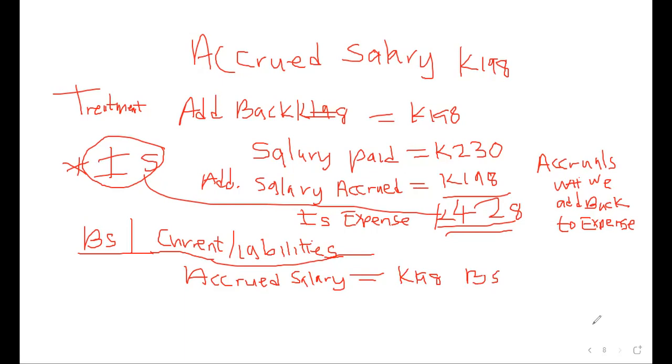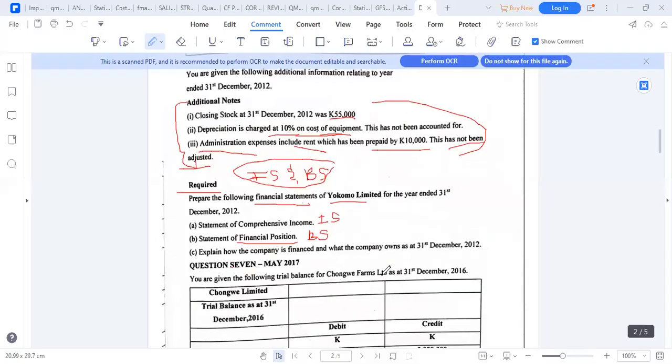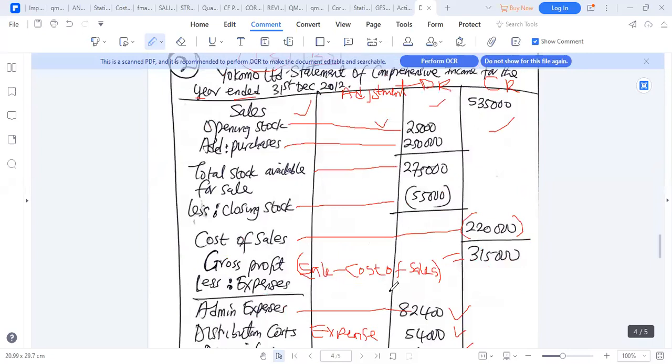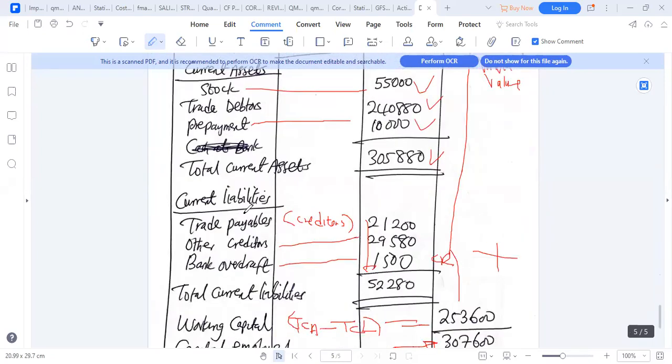Which current liabilities am I talking about? So this is how you treat it, first of all. I'm coming back to it. Under current liabilities in the balance sheet, after trade payables, you are going to have accruals. In fact, before bank overdraft, you are going to have accruals. So that is where the accrued salary of 198 would come. You record it here. Have I answered your question?